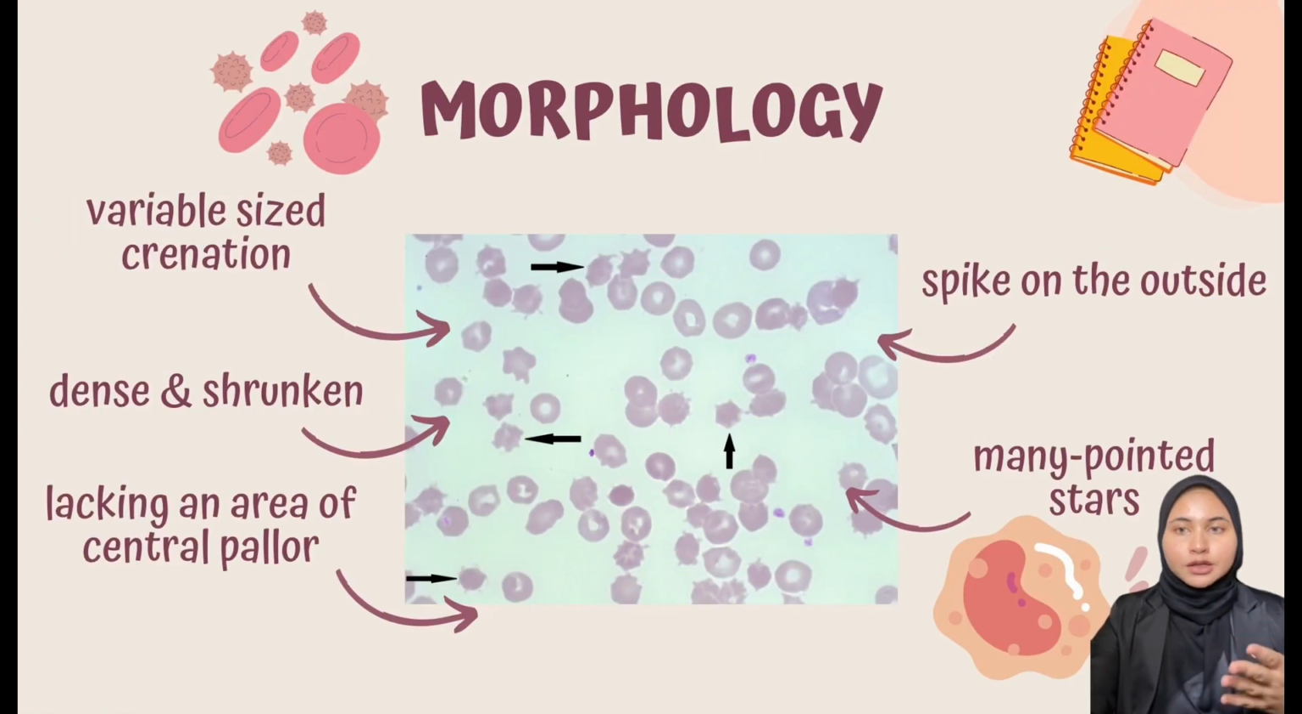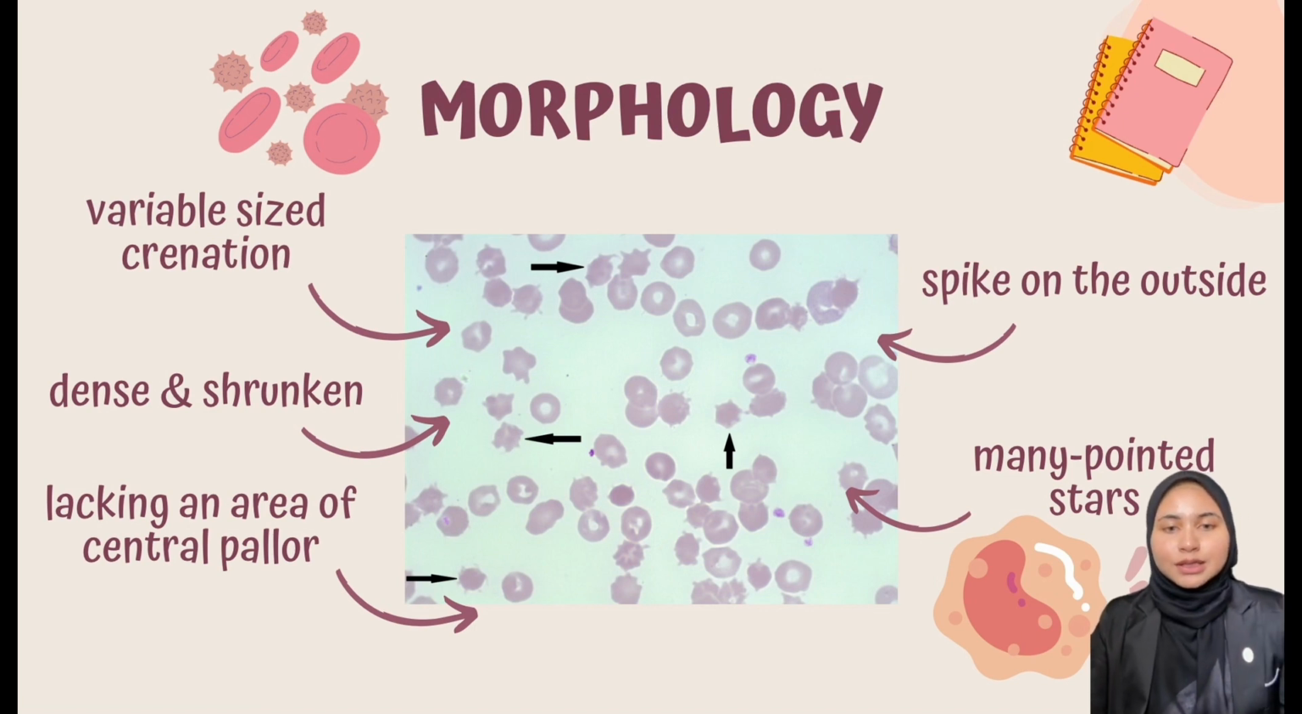The morphology of acanthocyte, we call it a spur red blood cell. It has variable size, with big and small sizes. You can refer to the photo, which shows the big and small sizes. Next, dense and shrunken, with compact and smaller RBC. Next, lacking an area of central pallor. A normal red blood cell has central pallor, wide at the middle, but the acanthocyte has star-like spikes on the outside, which are pointed, club-like projections on the cell surface, and also a star-pointed shape. Okay, I will pass to the next person.